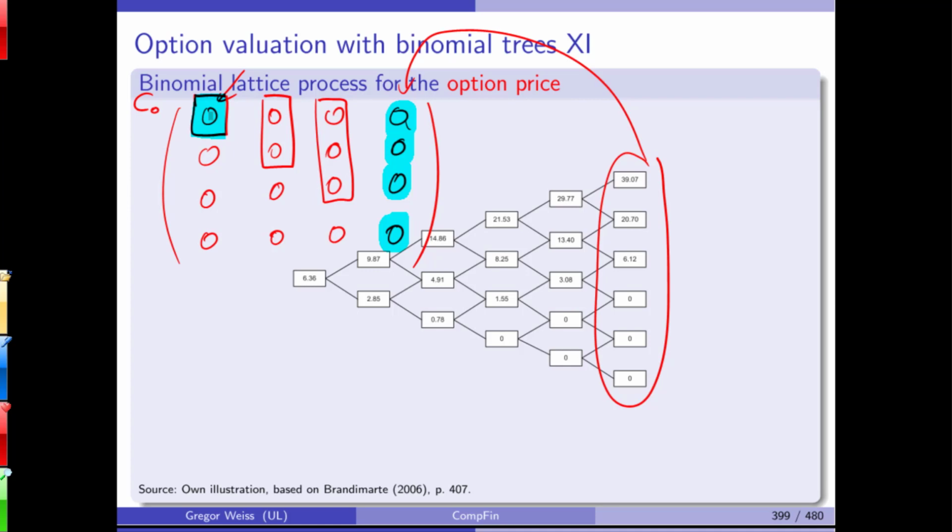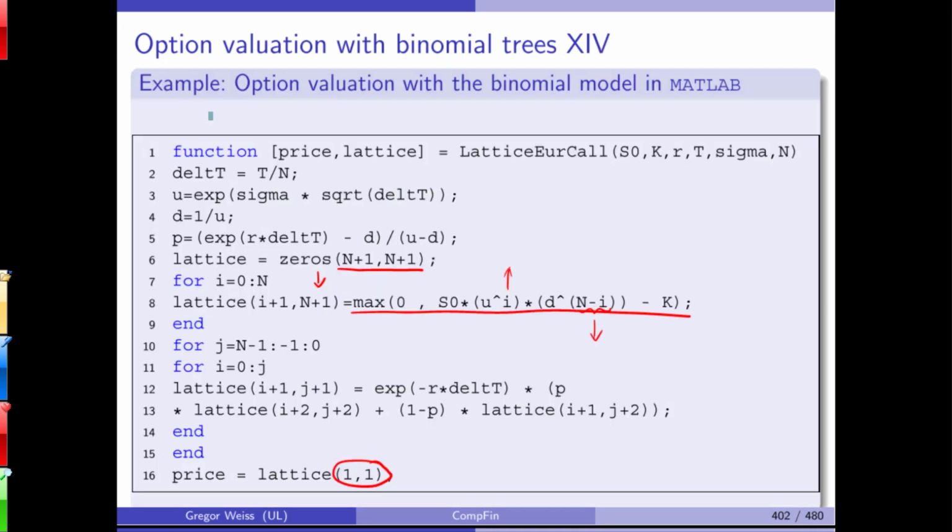And that's what you do in MATLAB. You open a matrix, you initialize the last column of the matrix using the payout profile of the option, and then you fill the matrix recursively so that in the end it's a triangular matrix, and the entry at position 1, 1 is your option price today. And this is what we've seen before. We have to discount the 2 payouts that come next, lattice(i+2, j+2) and lattice(i+1, j+2), times p and 1 minus p, and you fill the matrix recursively.